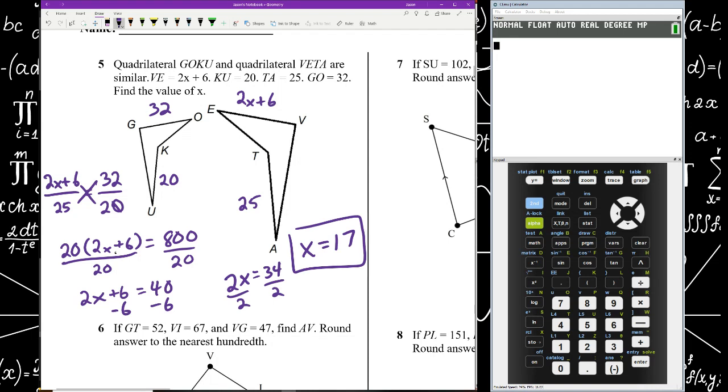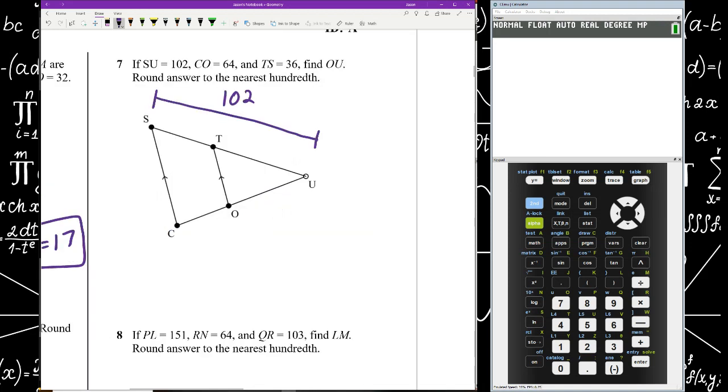Alright, we're going to now move to number 7, where we're told SU is 102, so this entire length here is 102. We're told CO is 64, TS is 36, and we want OU. Notice, OU is only this part of the side. So, in order to actually do a proportion, we need the matching part. So we need TU. The way that we find that is, whenever I do that, I get 66. Alright, so this part is 66.